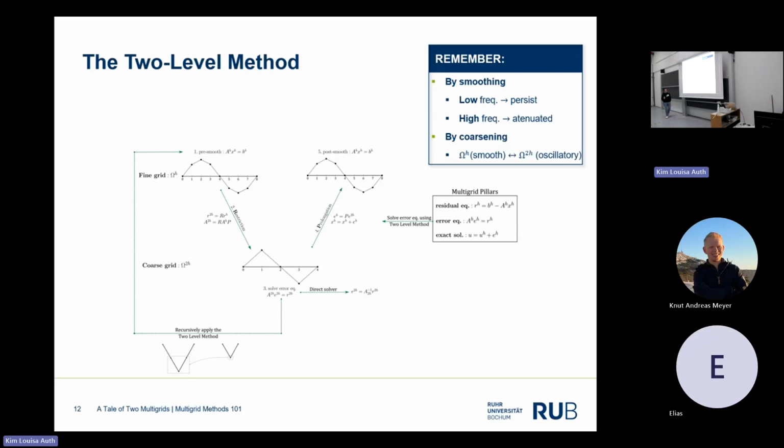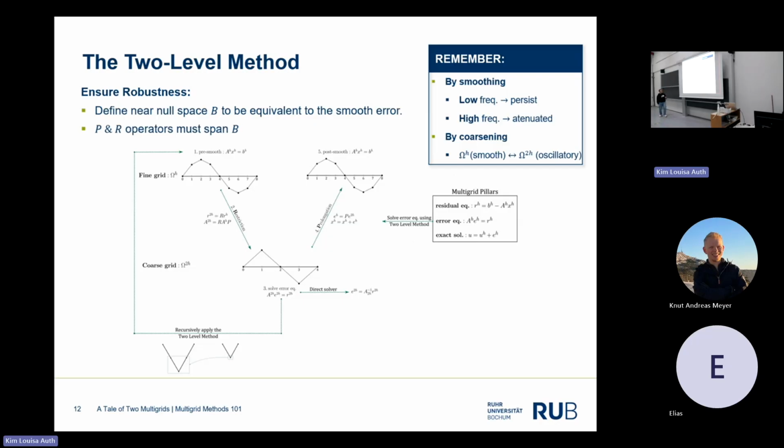The most important takeaway from this algorithm is that it only works if we ensure that the smooth error is passed from the fine grid to the coarse grid. Otherwise, this whole funky figure is utterly useless. So to ensure robustness, we need to define two things. The first is the so-called near-null space B, which is equivalent to smooth error or the low energy modes in the system. The second is that we need to ensure that the P and R operators, the prolongation operator and the restriction operator, span the near-null space in their matrices.